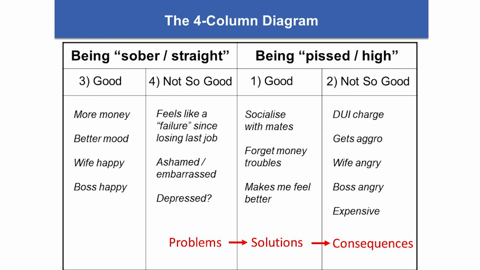That gives them ownership over the tool. The trick of the 4-column diagram is actually to start in the 3rd column. That's the main thing to remember. And then you go to the 4th column, then back to the 1st, and then to the 2nd. And it does the decisional balance on both the being straight and being intoxicated angles.